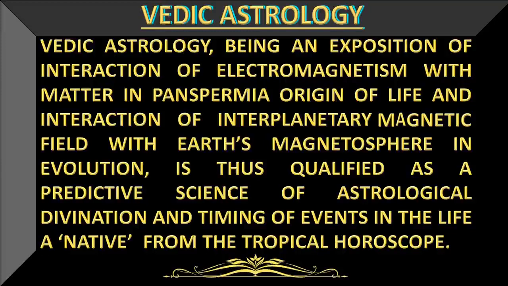Vedic astrology, being an exposition of interaction of electromagnetism with matter in panspermia origin of life and interaction of interplanetary magnetic field with Earth's magnetosphere in evolution, is thus qualified as a predictive science of astrological divination and timing of events in the life of a native from the tropical horoscope.